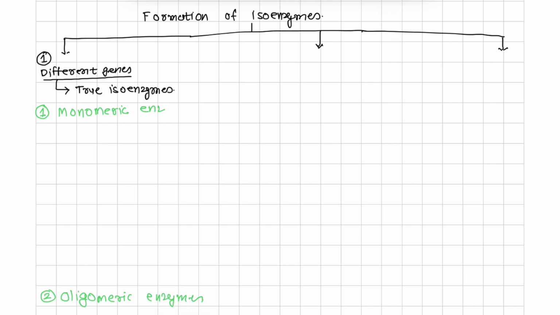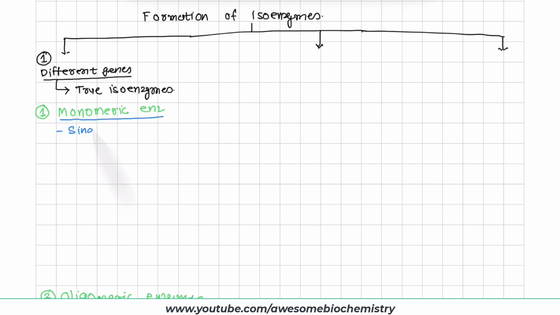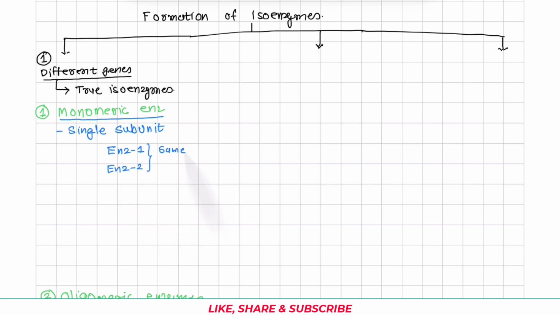Let's first take monomeric enzymes. These have a single subunit, meaning just one polypeptide chain. Here, different genes code for different single polypeptide chain enzymes. For example, suppose enzyme 1 and enzyme 2 both catalyze the same reaction, but they have slightly different amino acid sequences as both are coded by different genes. Let's say gene 1 and gene 2. That means both are isoenzymes, and since they come from different genes, we call them true isoenzymes.